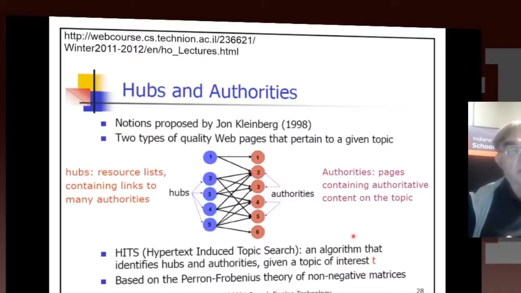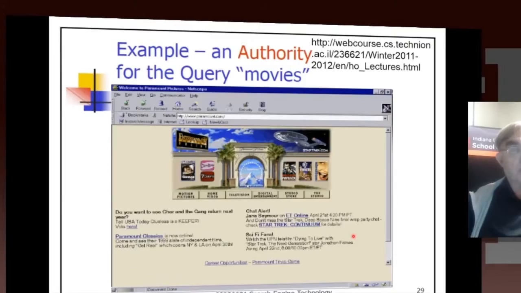So that's an example of data analytics, and modern search engines have such data analytics. And we won't discuss HITS, but we'll touch on related ideas later on in this unit. So here is Paramount.com, which is an authority for the query movies, because obviously Paramount is a big movie company, movie making company, I should say.